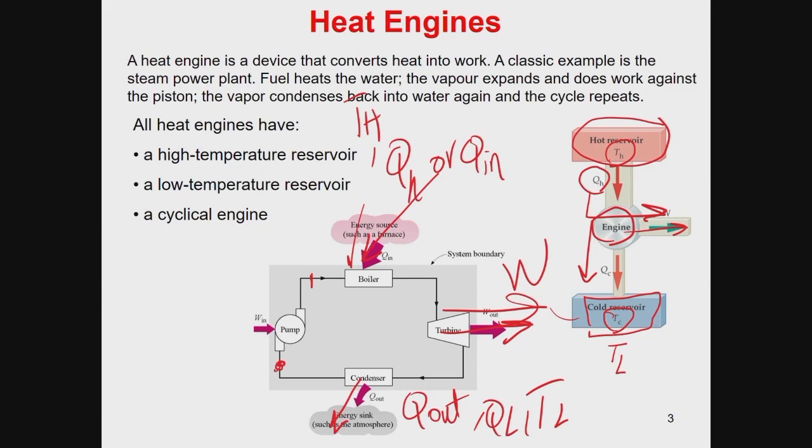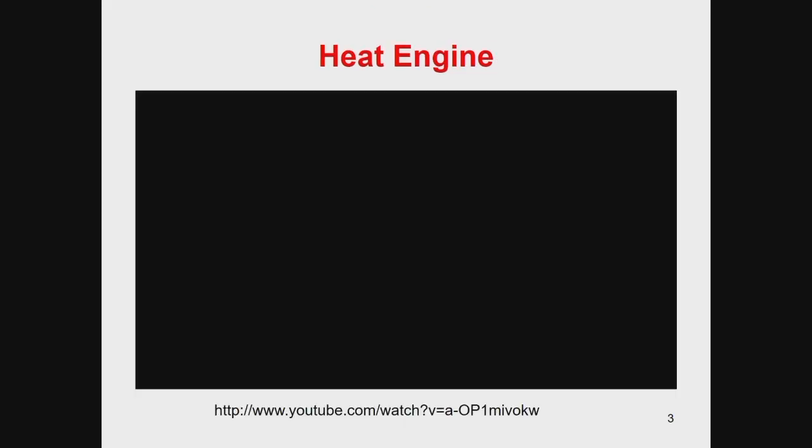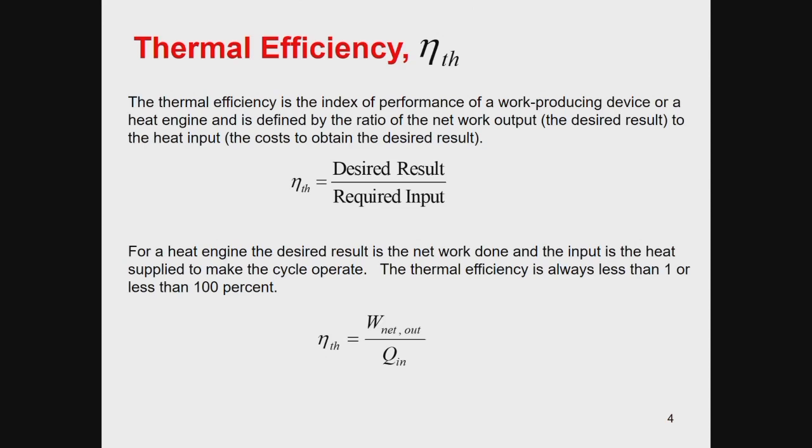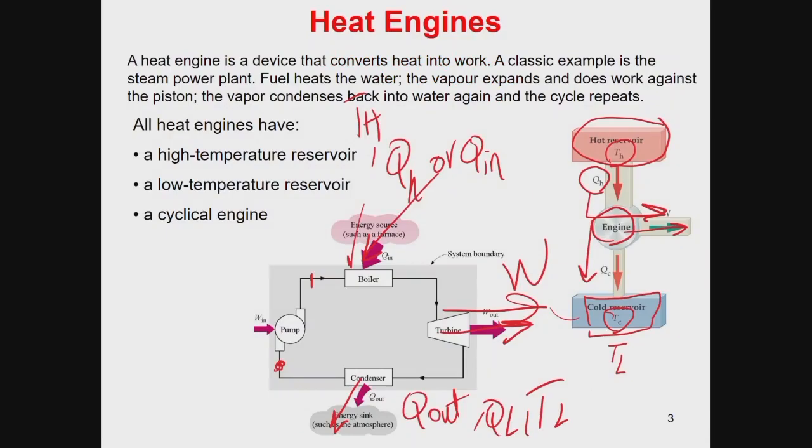So the net is going to be what has been taken out minus what has been given. And this is why we have W net, which is effectively turbine work minus pump work. And this is Q in, which is the heat given to the boiler by burning fuel. So this is what we spend.